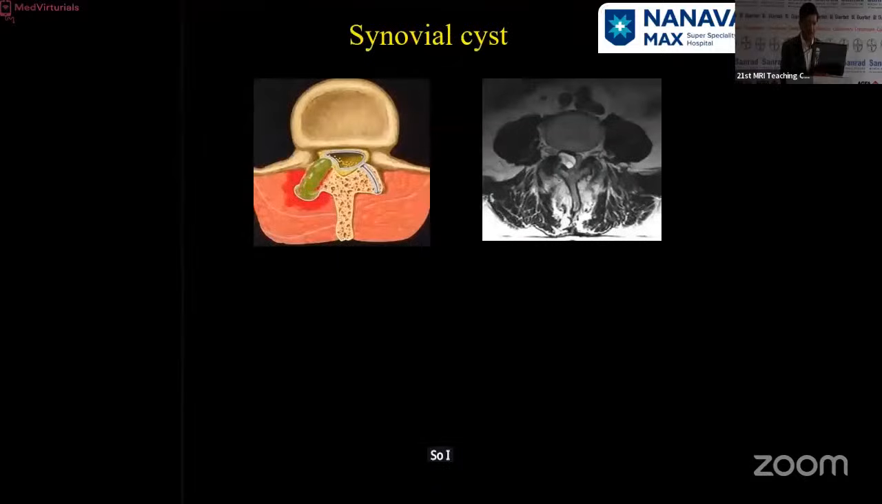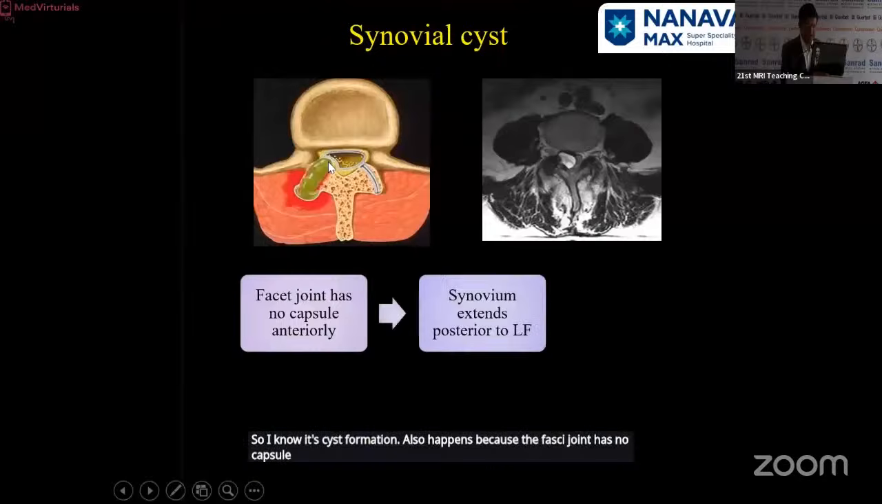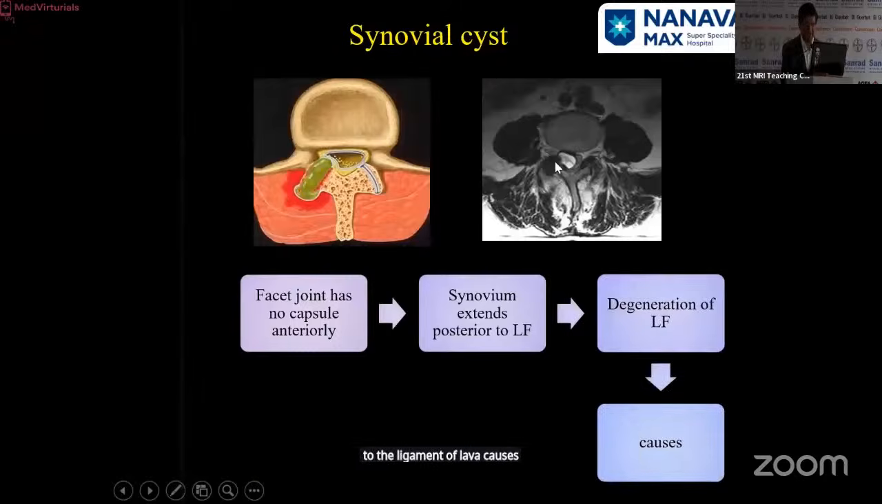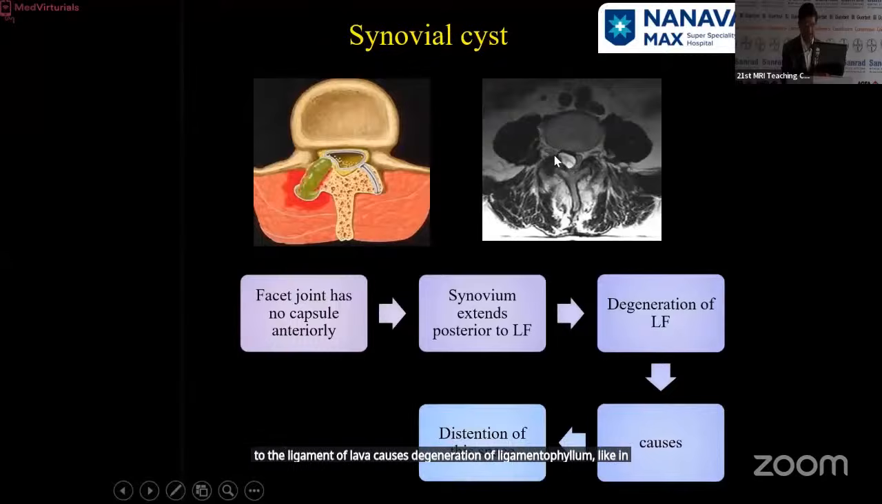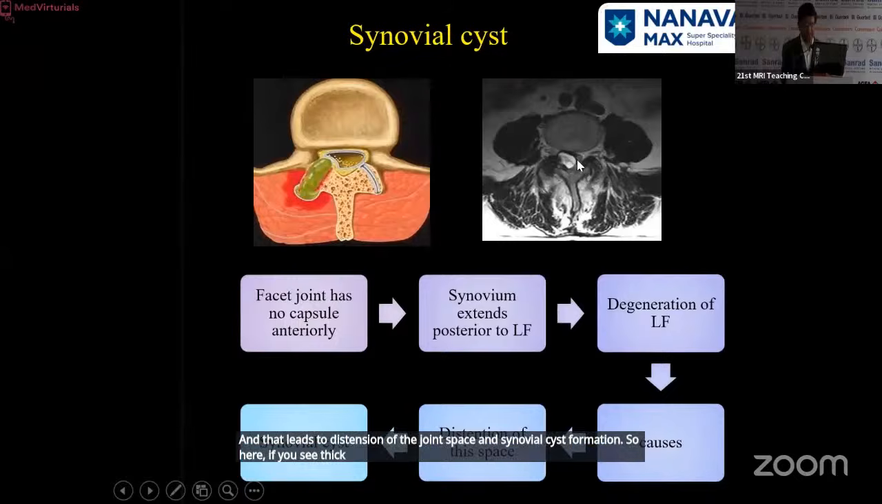Synovial cyst formation also happens because the facet joint has no capsule anteriorly. So the synovium, which gets inflamed, extends posterior to the ligamentum flavum, causes degeneration of the ligamentum flavum, like in this case, and that leads to distension of the joint space and synovial cyst formation. So here, if you see, the thecal sac is getting compressed by a large synovial cyst.